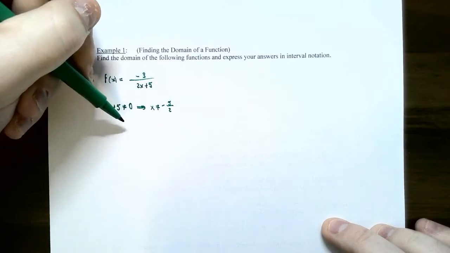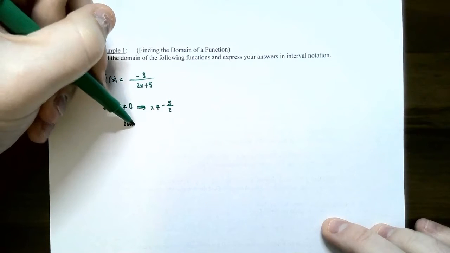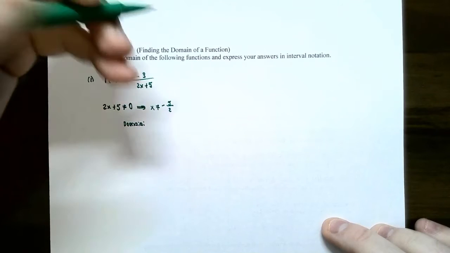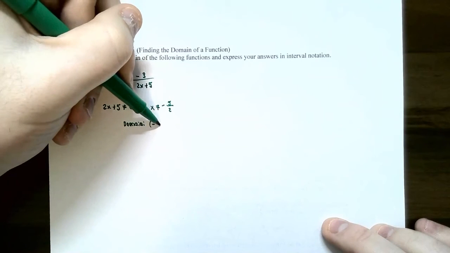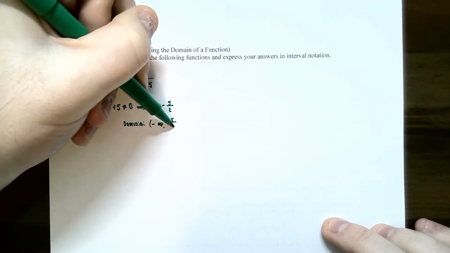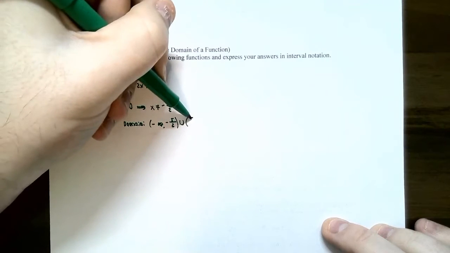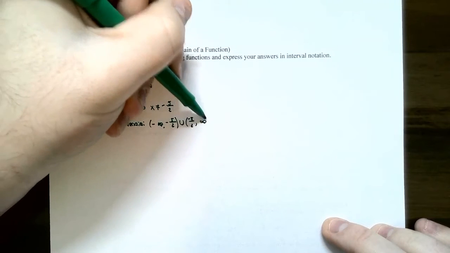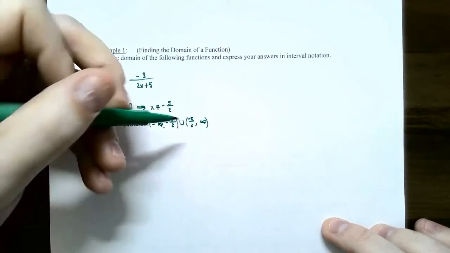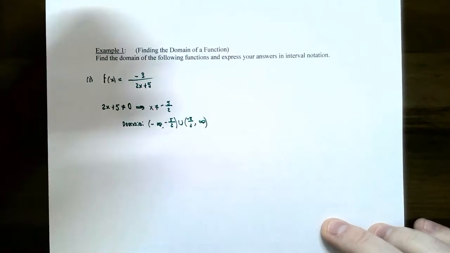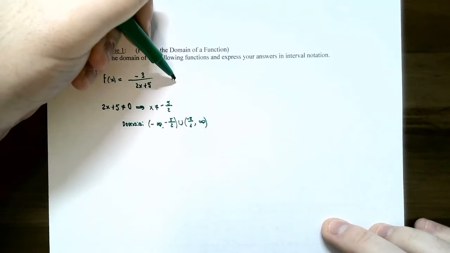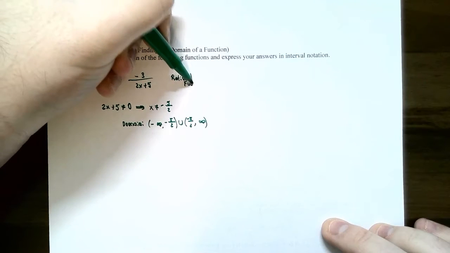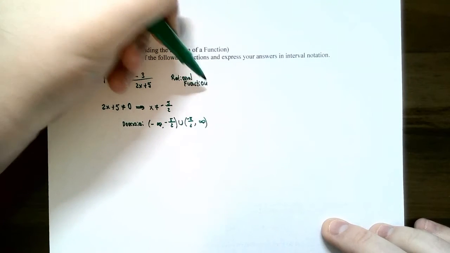And so now we can write the domain. The domain would be the set of all real numbers except for negative 5 divided by 2. So any real number less than negative 5 over 2, union any real number greater than negative 5 divided by 2. So negative 5 halves with a parenthesis, comma, infinity. And so this type of function we haven't talked about yet, but it's called a rational function because it's a function of x's in the denominator.